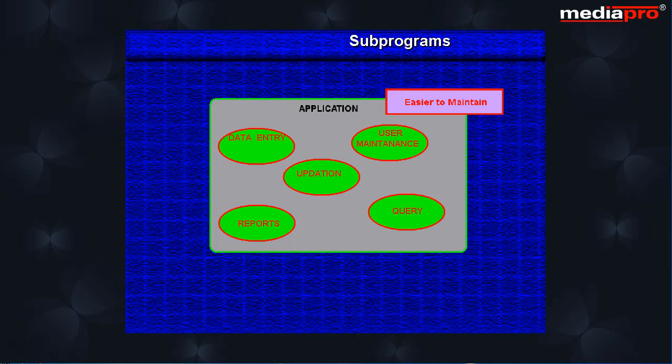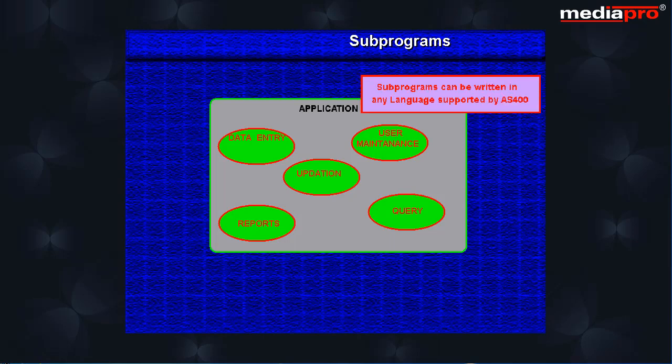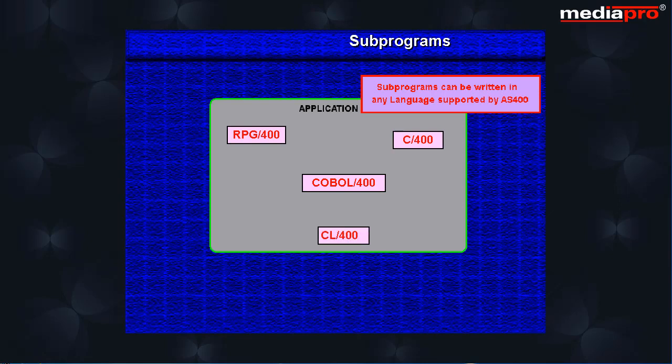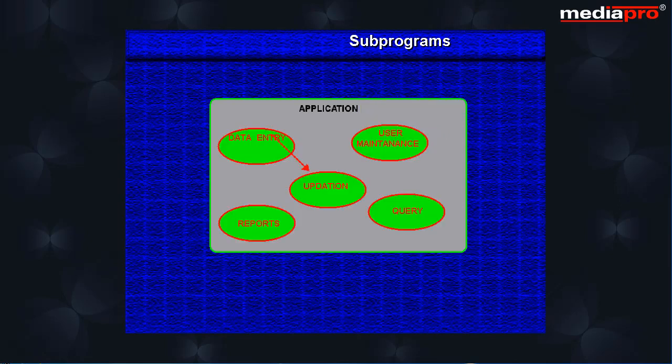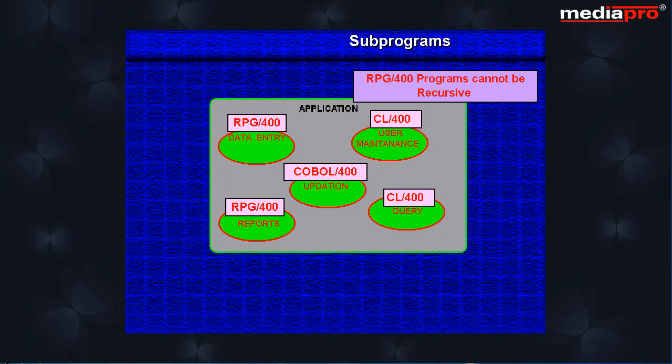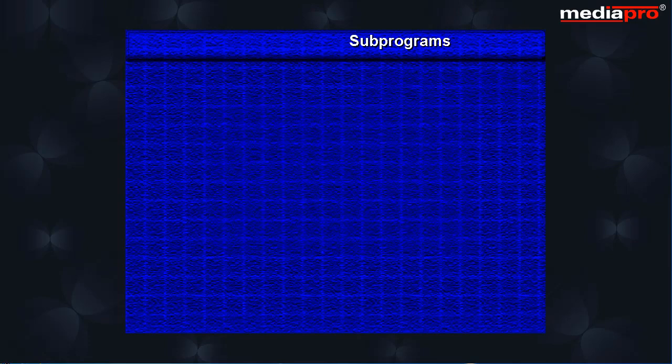Another advantage of using subprograms is that all the subprograms do not have to be written in the same language. Subprograms can be written in any of the high-level languages supported by AS400 as well as in control language. Any program can call any other program. This allows us to take advantage of the strengths of different programming languages by coding certain functions in a language that is more suited for the particular function. One important point to note here is that RPG programs are not recursive.